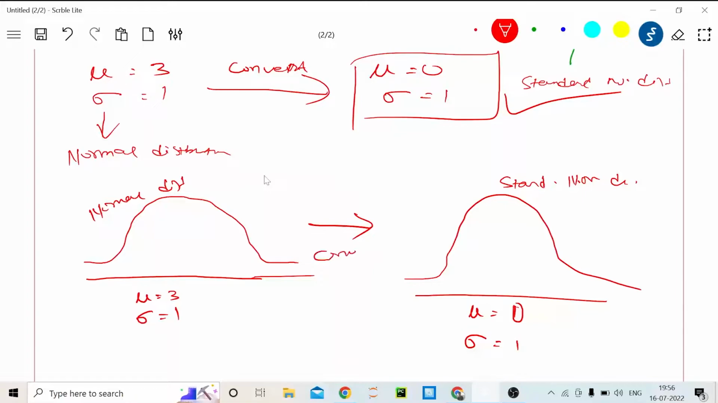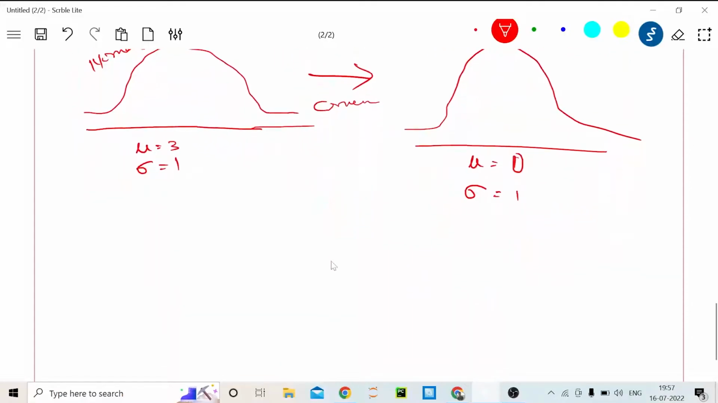How will we convert? We will convert with the help of the z-score. Then you may ask me what the z-score is. There is a formula for the z-score. I will tell you why we are converting a normal distribution to a standard normal distribution. Just give me 5 minutes, I will explain everything. With the help of the z-score, we are converting a normal distribution to the standard normal distribution. So what is our z-score?